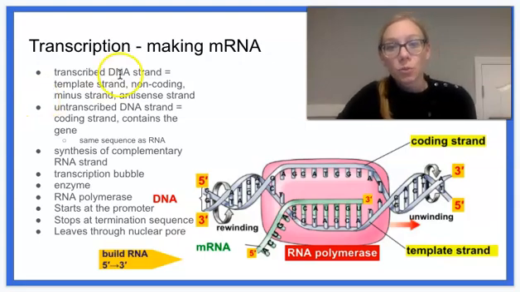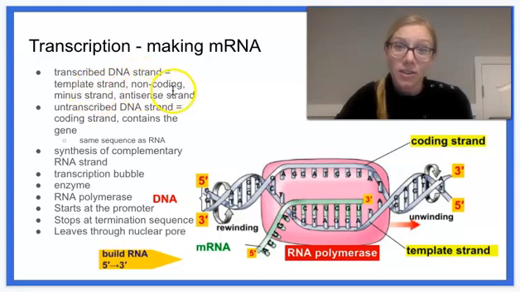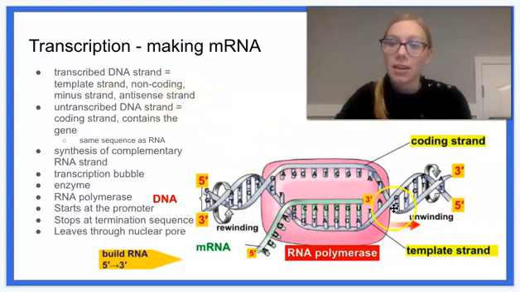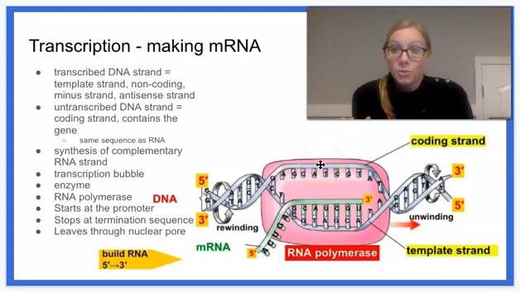Okay, we're going to have our transcribed DNA strand. This is also known as our template strand, our non-coding strand, our minus strand, or our antisense strand. All of those mean the same. In our diagram here is my template strand. Then I have an untranscribed DNA strand. It's called my coding strand. We call it my coding strand because it contains the gene that we're going to use as our mRNA sequence. It's really the gene that we are coding for.